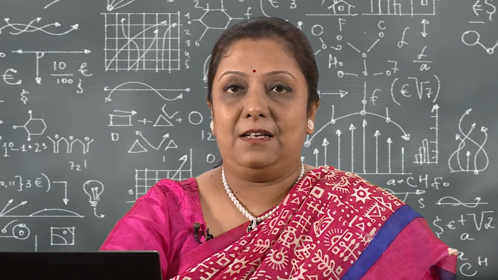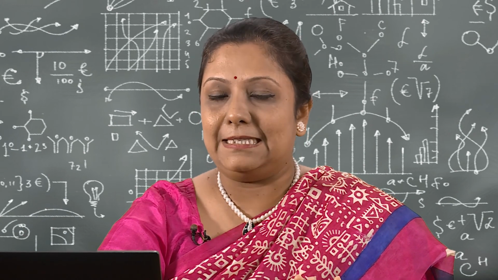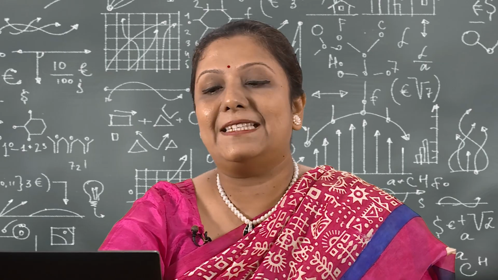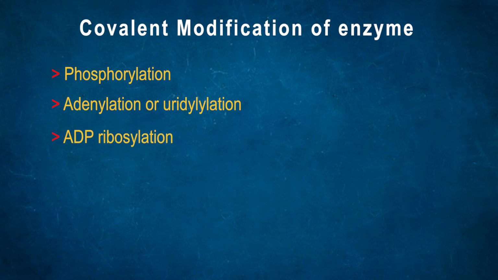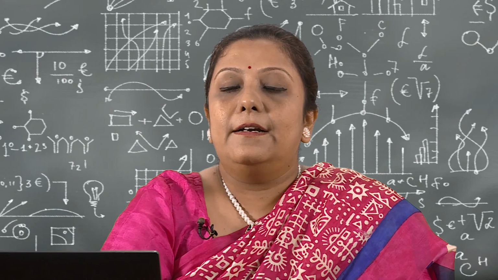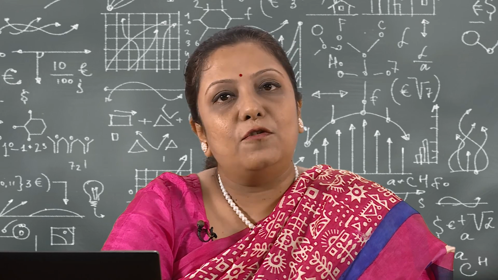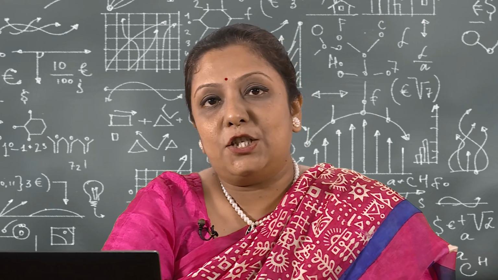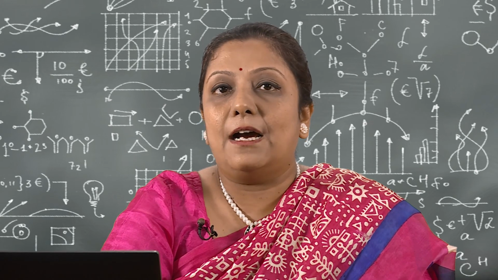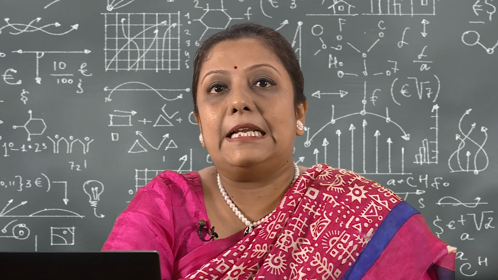Covalent modification. Apart from these allosteric enzymes, some enzymes can be covalently modified, either by phosphorylation, adenylylation or uridylylation, ADP ribosylation, and methylation. Regulatory enzymes undergo reversible covalent modification. The example is glycogen phosphorylase. It hydrolyzes or breaks down the glycogen present in muscle and liver.